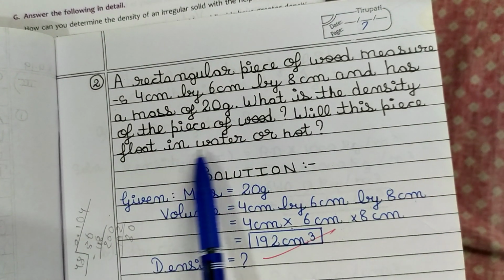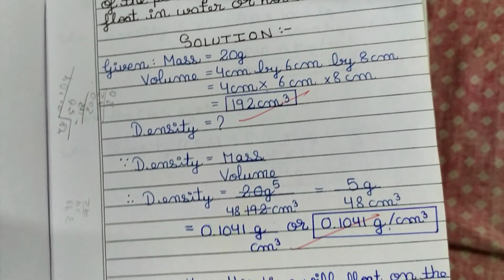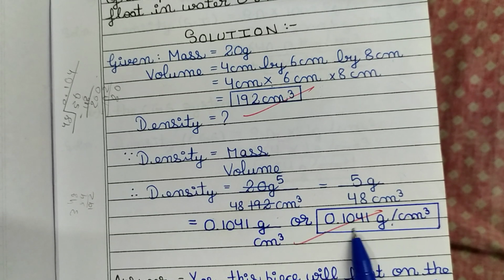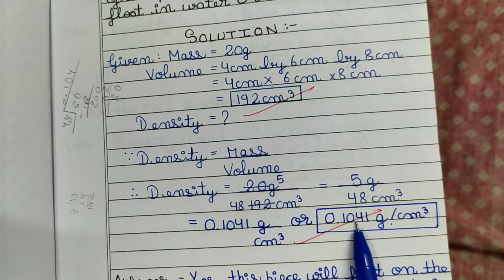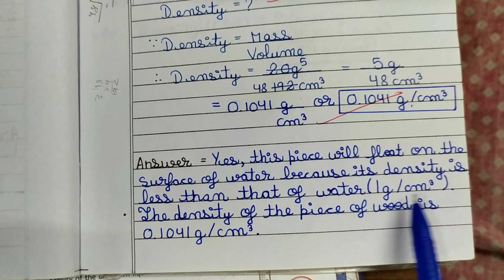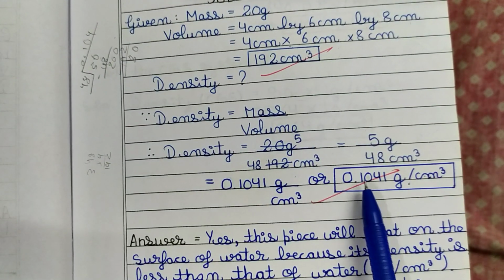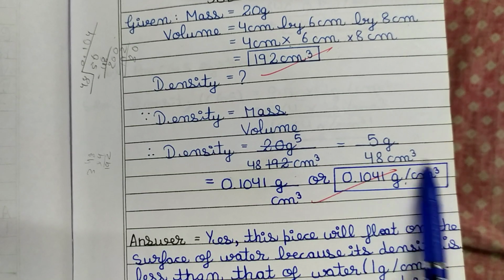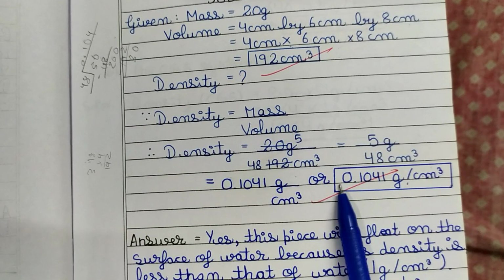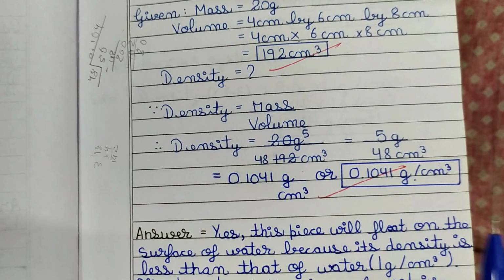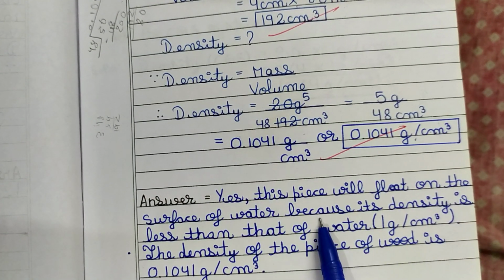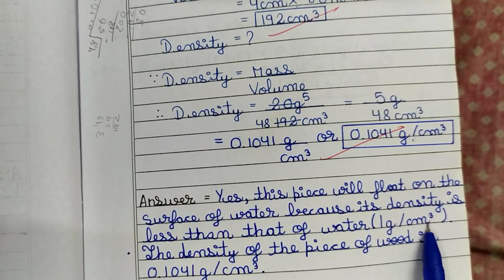Now children, one more thing has been asked in this question. Will this piece float in water or not? Now you can see children, the density of this rectangular piece of wood is coming 0.1041. Means it is 0 point something. It is less than the density of water. And what is the density of water? 1 gram per cubic centimeter. And the answer is coming 0.1041, which is less than the density of water. So it means this piece will float on the surface of the water. So your final answer is yes, this piece will float on the surface of water because its density is less than that of water. Okay.